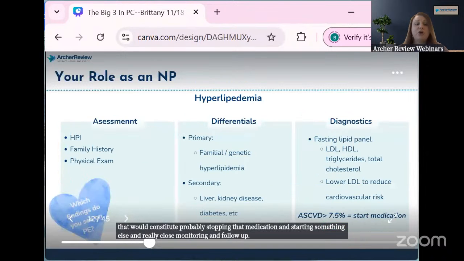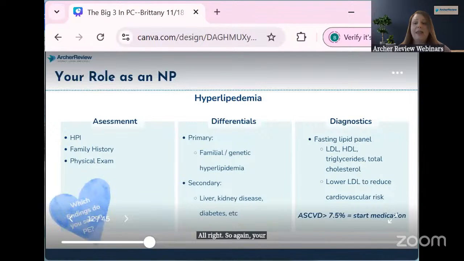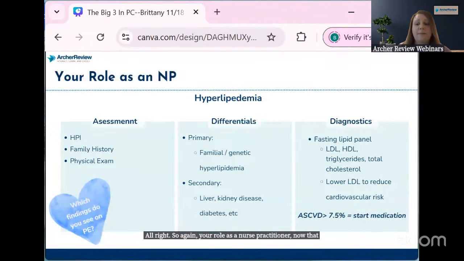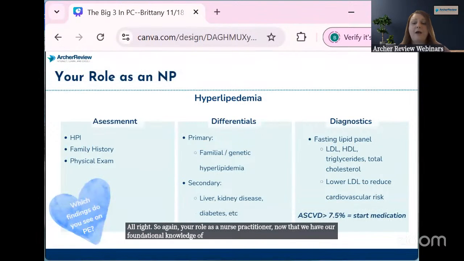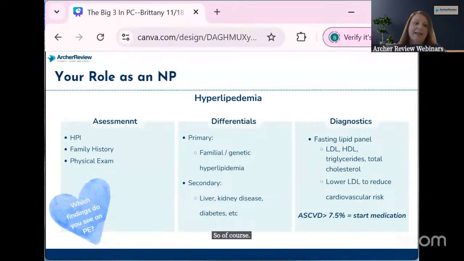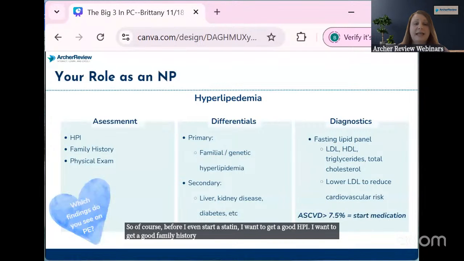All right, so again, your role as a nurse practitioner, now that we have our foundational knowledge of hyperlipidemia, let's think about what we need to assess in our patients who are at risk for this condition. Of course, before I even start a statin, I want to get a good HPI, a good family history, and do a physical exam.